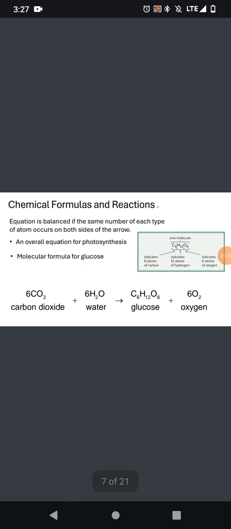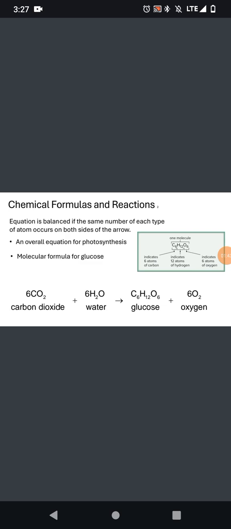Chemical formulas and reactions. Reactants: molecules that participate in reactions, shown to the left of the arrow. Products: molecules formed by reactions, shown to the right of the arrow. An equation is balanced if the same number of each type of atom occurs on both sides of the arrow. All right.